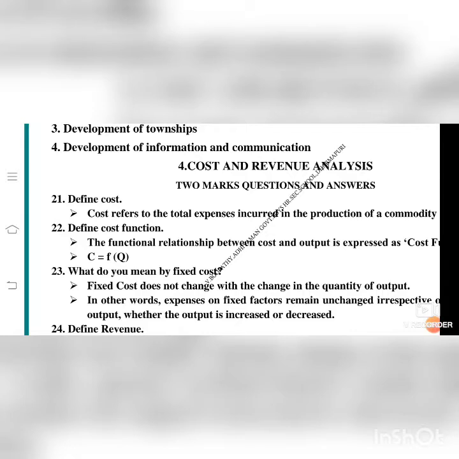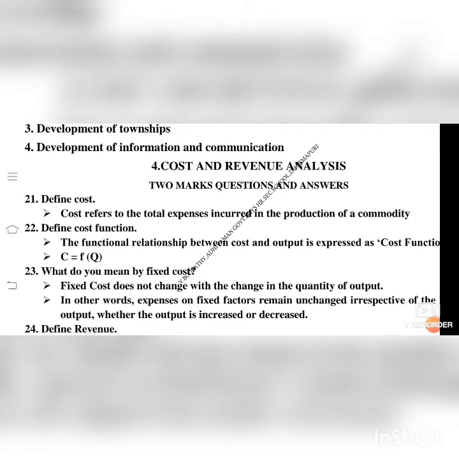Define cost. Cost refers to the total expenses incurred in the production of a commodity. Define cost function. The functional relationship between the cost and output, the cost means expenses and output is the profit, is expressed as cost function. The formula for cost function is C is equal to F into Q, where C is equal to cost and Q is equal to quantity of output. F is a function. Cost functions are derived from production function. Production function means the input and output.